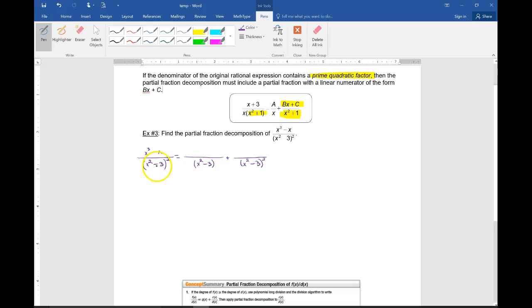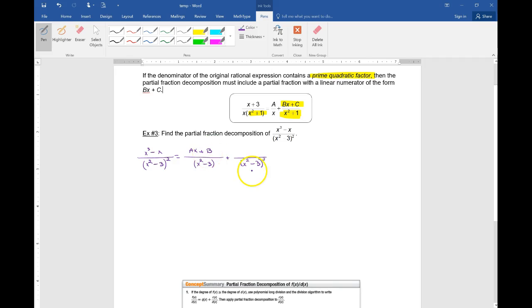All right, so we have x squared minus 3, squared. Because it has a square, you have an x squared minus 3 with a 1 and an x squared minus 3 with an exponent of 2. Now, the term inside the parentheses is quadratic and you cannot factor it further. That means you can't just have a simple a up here. It has to be ax plus the next letter, which is b.